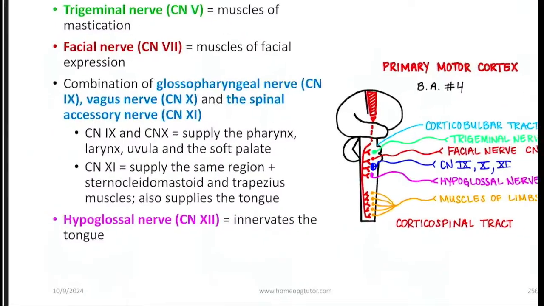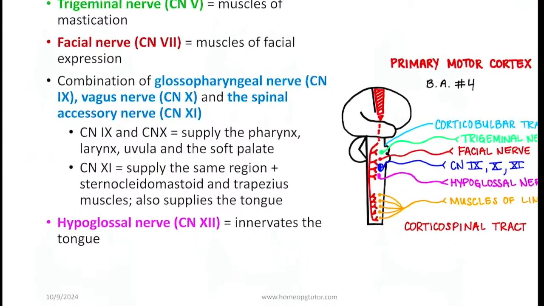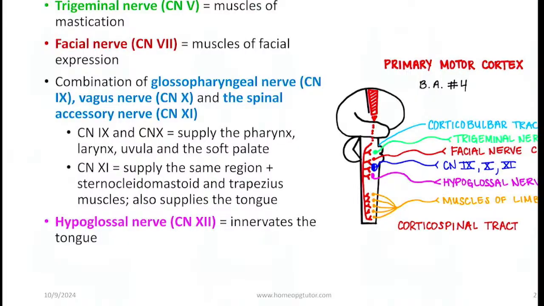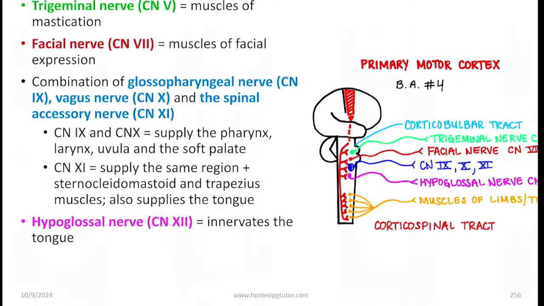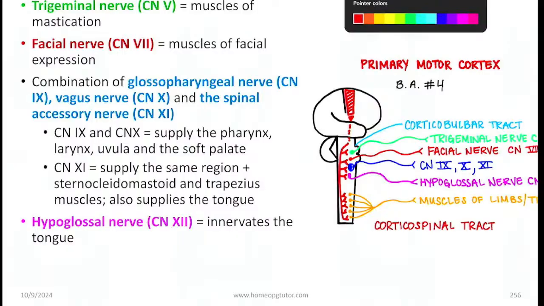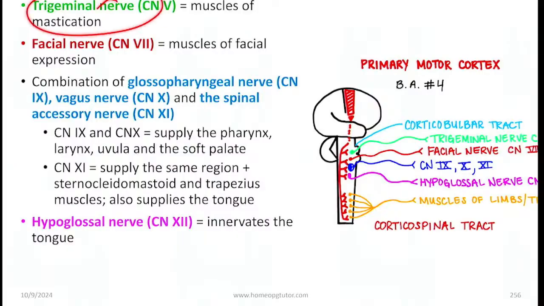Now, the basic nerves which are in relation to the primary motor cortex, Brodmann area 4, are important. We have the trigeminal nerve, that helps in the muscles of mastication. A facial nerve, that is the muscles of facial expression, and also a combination of glossopharyngeal, vagus, as well as spinal accessory nerve.